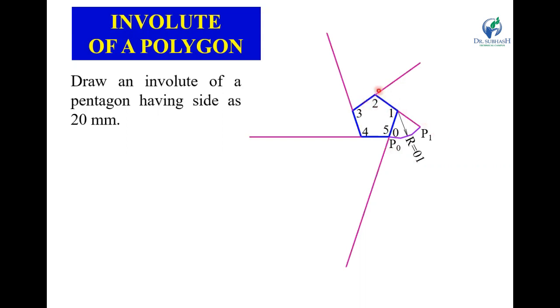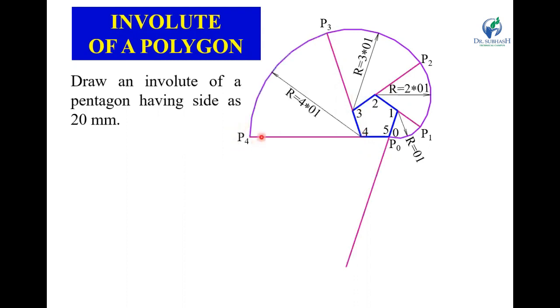Now with 2 as a center, radius equal to 2 into 0-1, draw an arc. You will get the point P2 here. Now with 3 as a center, radius equal to 3 into 0-1, or you can say 60 mm, you will get the point P3. Similarly, with 4 as a center, radius equal to 4 into 0-1, you will get the point P4. Now with 5 as a center, radius equal to 5 into 0-1, or you can say 100 mm, you will get the point P5.